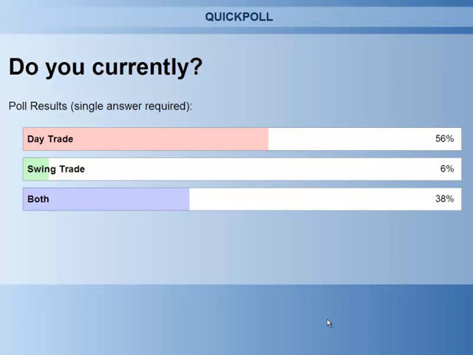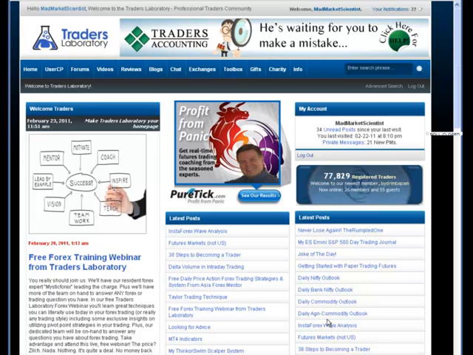Me personally, I'm probably right in that split. I'm on both. I do day trading every single day, but I'm also a big fan of swing trading. I think there's a real place for it. So maybe a future topic is we'll cover some really neat strategies that you can use in swing trading, because it's kind of perfect when you work it into what you do on the day trade side.